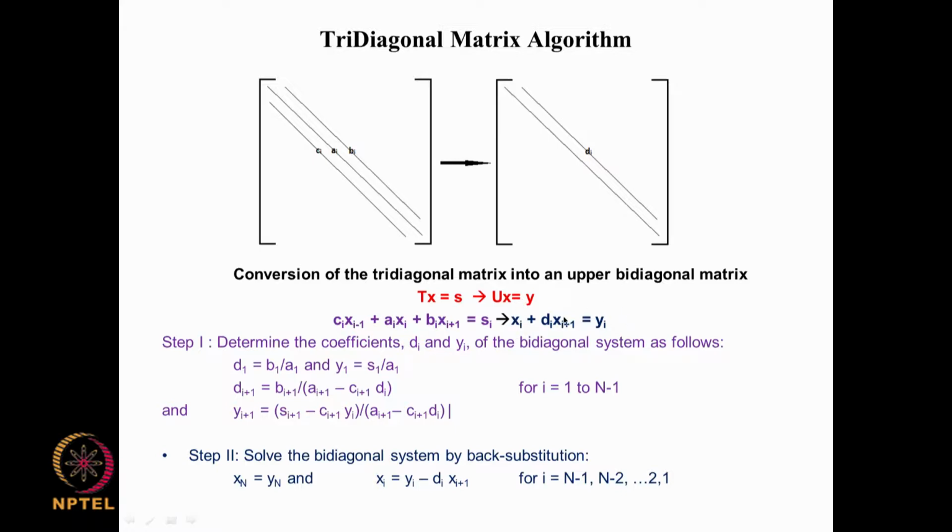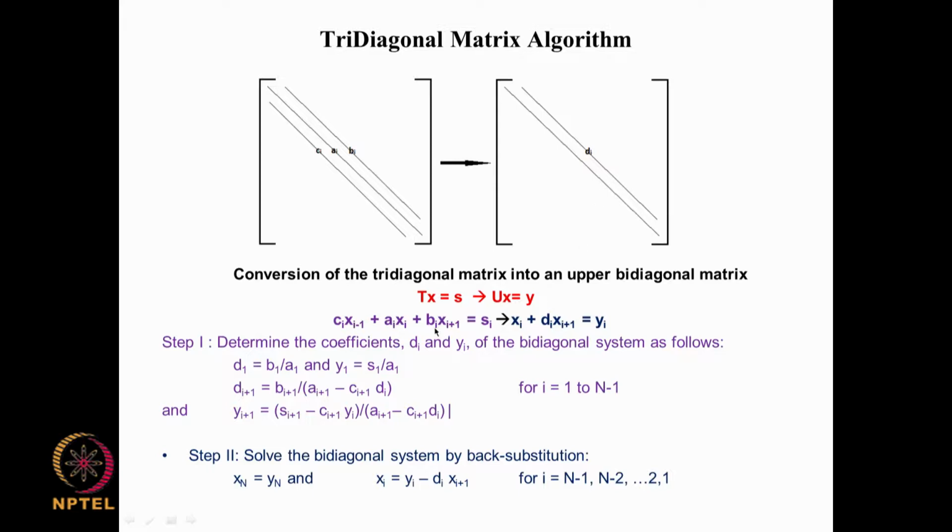So the number of arithmetic operations needed to get the solution from Ux equal to Y is very limited. It is essentially one multiplication and subtraction. You know x(i+1), so multiply that by di, and then yi minus di times x(i+1) will give you xi. So the evaluation of the solution after it is converted to Ux equal to Y is pretty straightforward.